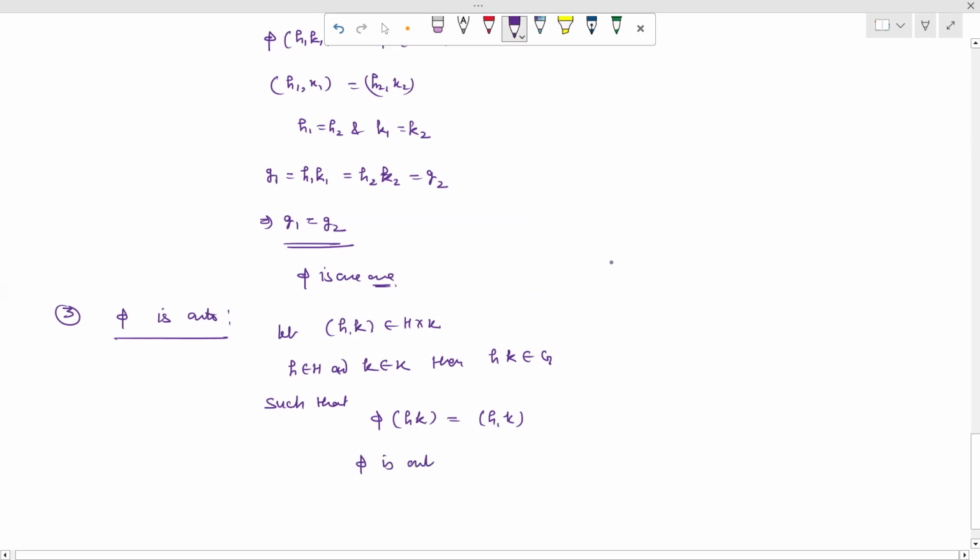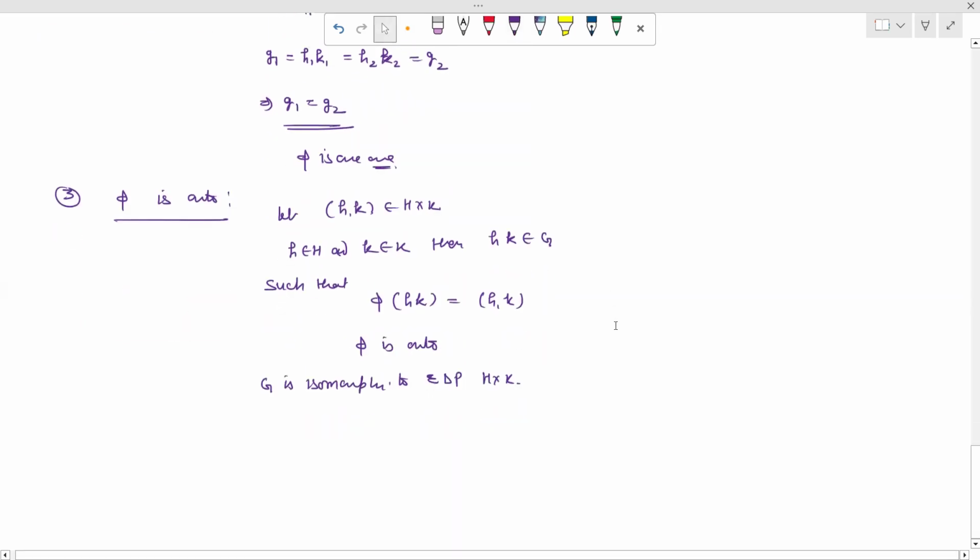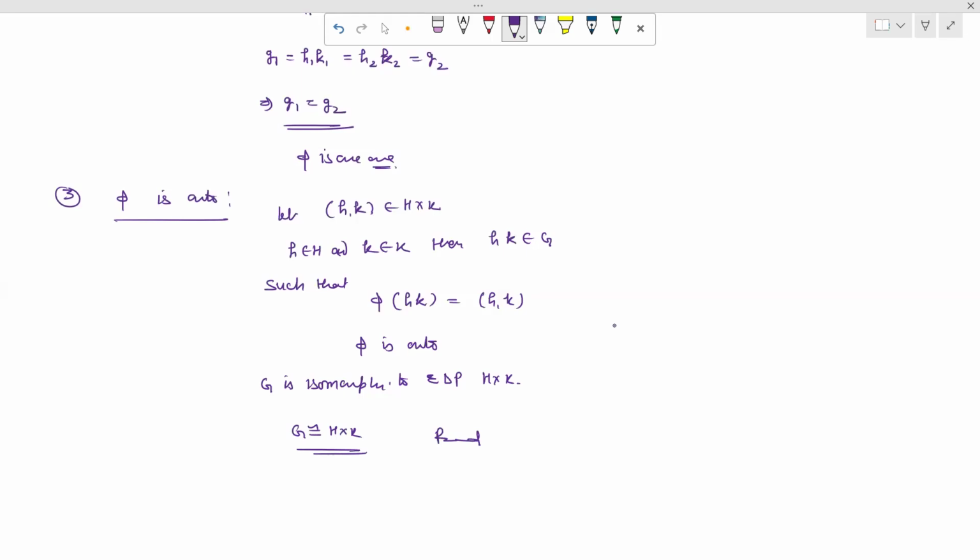Is it having the pre-image? The function is onto. So this can be written as G is isomorphic to the external direct product H by K. So G is isomorphic to H by K. So we have proved this theorem.